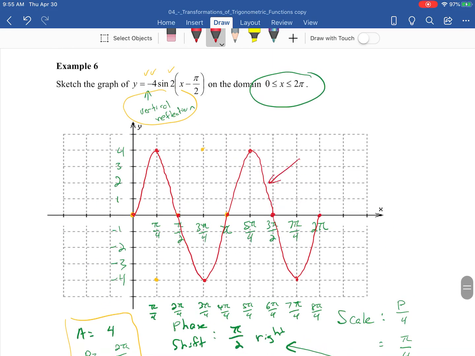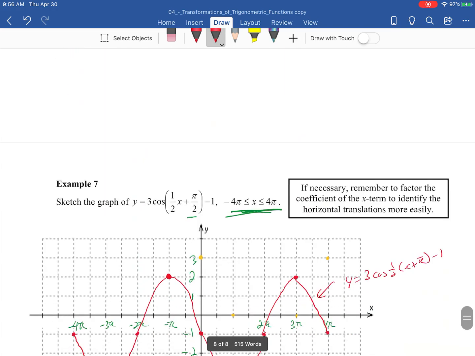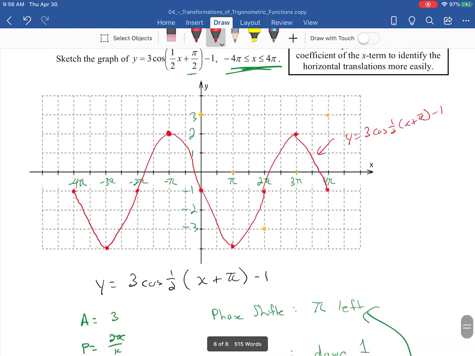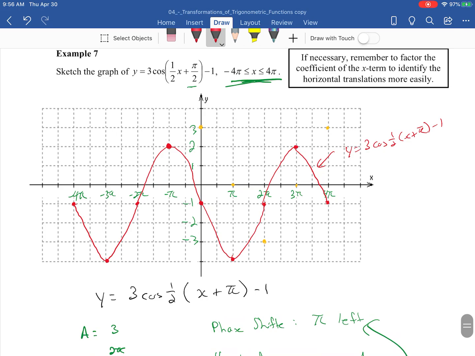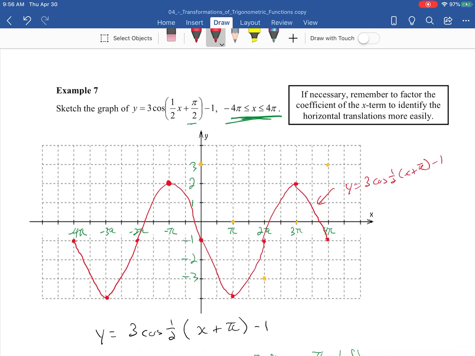Ooh, did I remember to label this graph up here? Ooh, I don't think I did. Let me just put that on there. y equals negative 4 sine of 2x minus pi over 2. Okay, back to my example. Okay, so nice title on there.